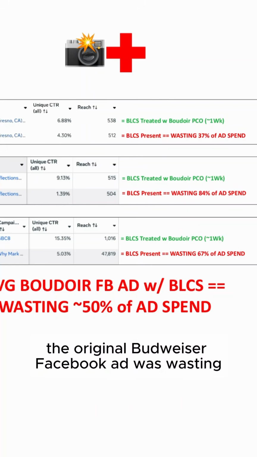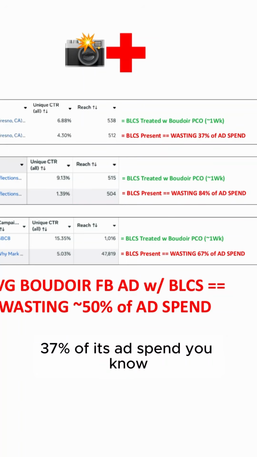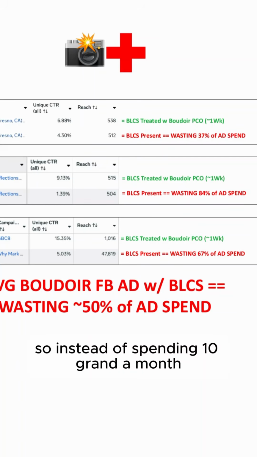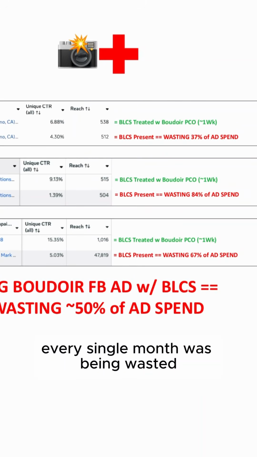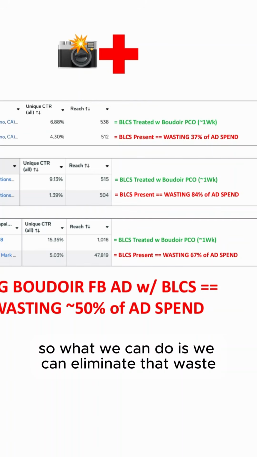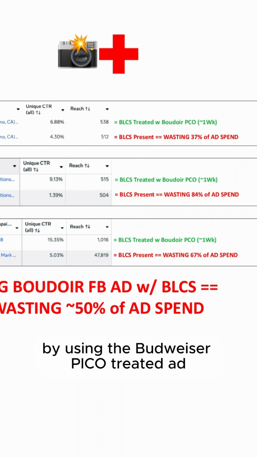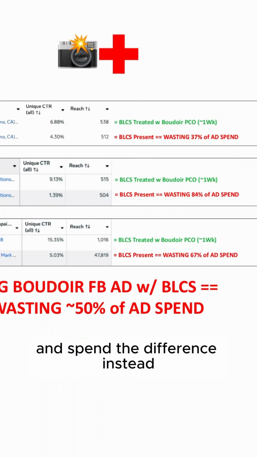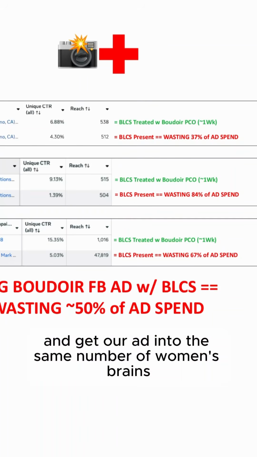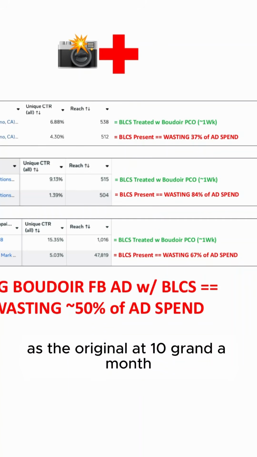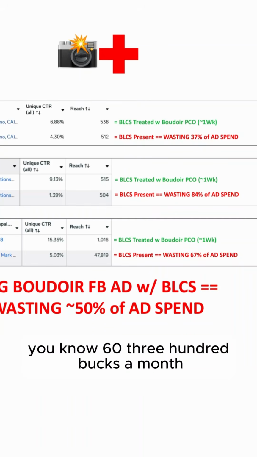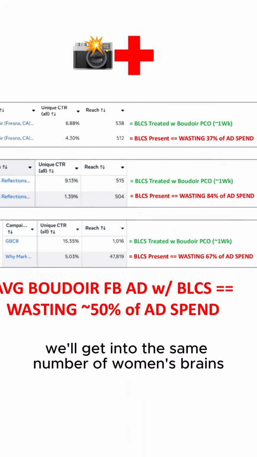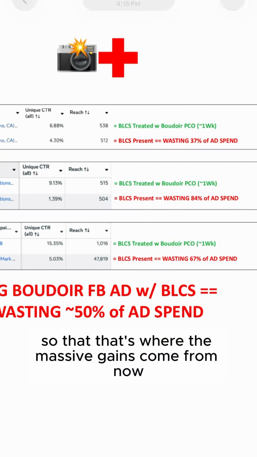So we actually found out the original Boudoir Facebook ad was wasting 37% of its ad spend. So instead of spending 10 grand a month on their Boudoir Facebook ads, $3,700 a month every single month was being wasted. So what we can do is we can eliminate that waste by using the Boudoir Pico treated ad and spend the difference instead and get our ad into the same number of women's brains as the original at 10 grand a month. So Boudoir Pico at, what would this be, $6,300 a month, will get into the same number of women's brains as the original at 10 grand a month. So that's where the massive gains come from.